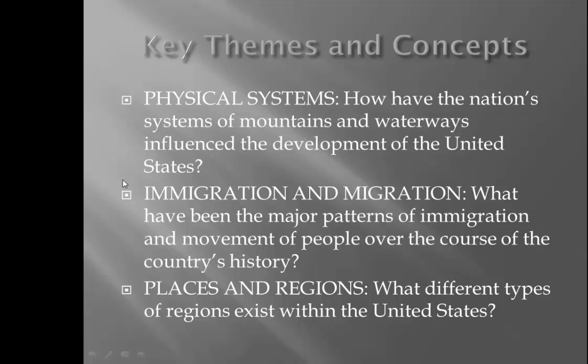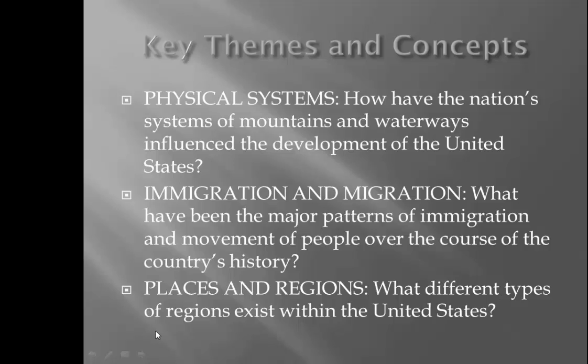Immigration and migration. Immigration, once again, is people moving to America from other countries. Migration is people who are already living in America moving to a different part of America. And there are going to be some reasons behind that, right? What have been the major patterns of immigration and movement of people over the course of the country's history? There will definitely be some questions on your final exam based on the movement of people, whether it be foreigners coming into the country or people who are living here who are just moving to a different part of America. And then we have places and regions.